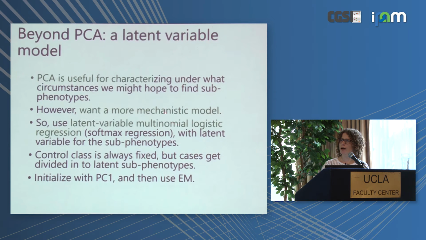But we kind of want a more mechanistic model that lets us actually do a GWAS, if you will, under this setting where we don't know what the subphenotypes are, but it is sort of this case control. And so you can use just a latent variable multinomial logistic regression. So what that means is, remember, logistic regression is for 0, 1. And if you were in a GWAS setting with no confounding population structure and these kinds of things, you could just use logistic regression for case control.